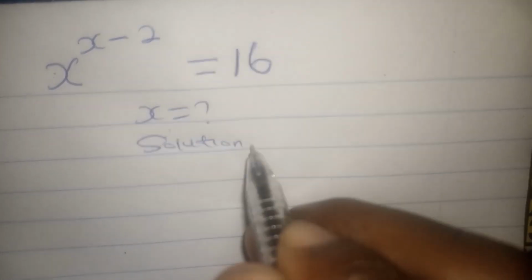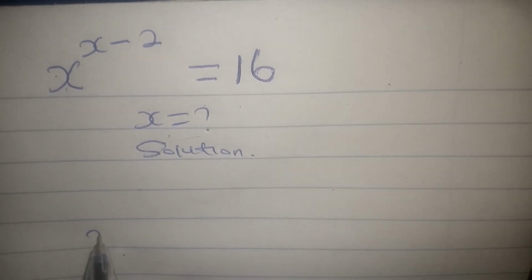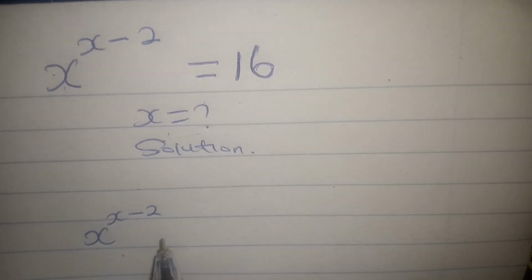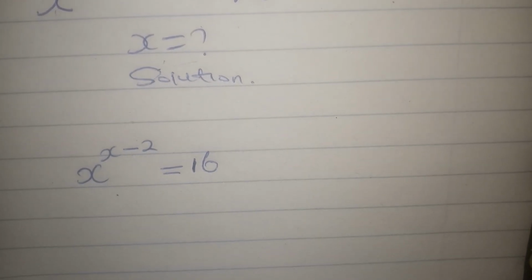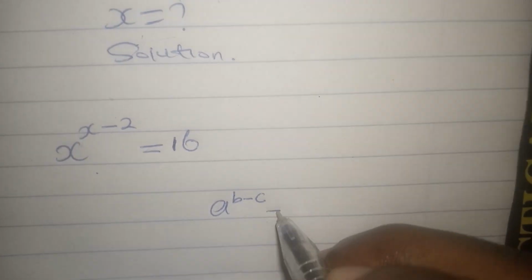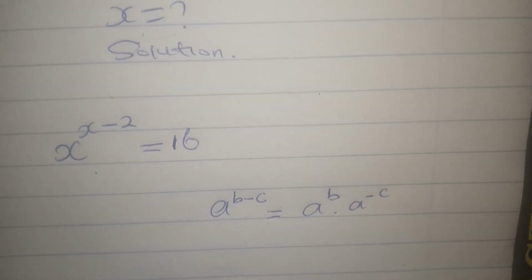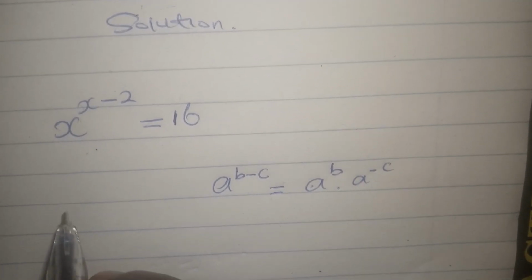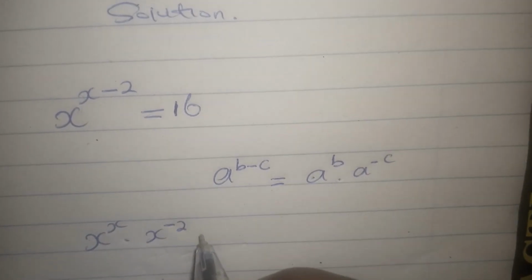So let me provide my own solution. Okay, you're having x to the power of x minus 2 is equal to 16. Possible value for x is what? So we can write x to the power of x minus 2 equals 16. Okay, so from here we are going to apply the indices rule, which says if you're having a to the power of b minus c, okay, is equal to a to the power of b times a to the power of minus c. So if we put this rule here, we'll simply have x to the power of x times x to the power of minus 2 equals 16.